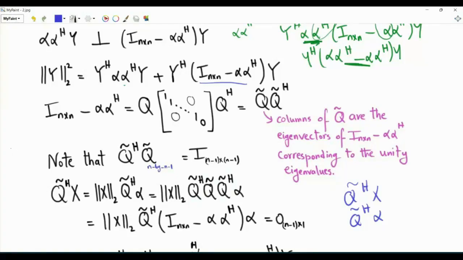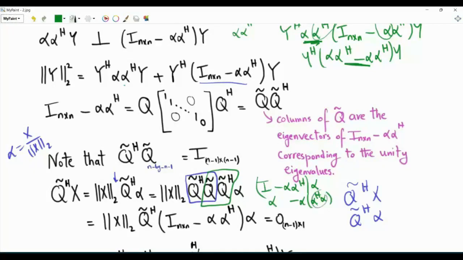Q tilde Hermitian times x: recall that alpha is equal to x over the L2 norm of x, so x is equal to alpha times the L2 norm of vector x. Now what we do is insert here Q tilde Hermitian Q tilde, because this is identity. But then we look at these two terms. Q tilde Q tilde Hermitian is the matrix which is identity minus alpha alpha Hermitian, and this is multiplied by vector alpha. Now this is I times alpha, which is alpha, minus alpha times the scalar alpha Hermitian alpha, which is 1 because that's a normalized vector with a unity L2 norm.